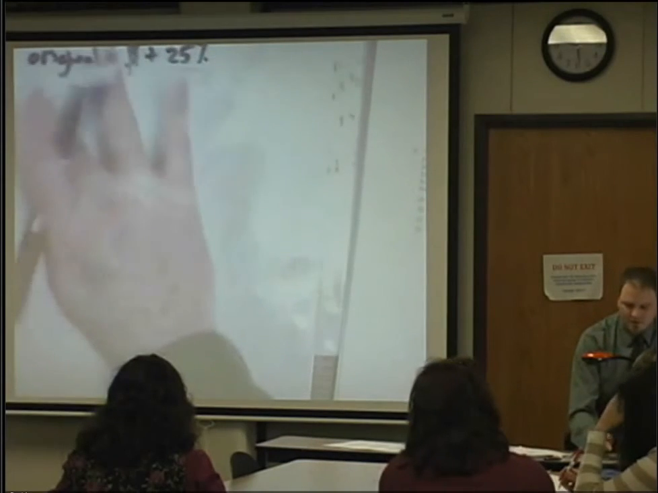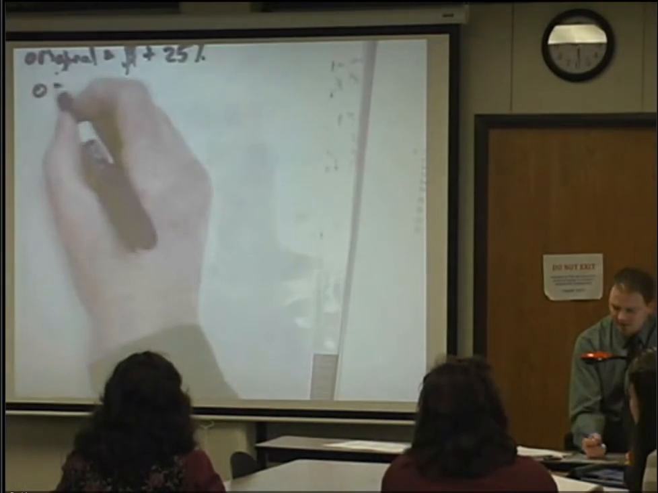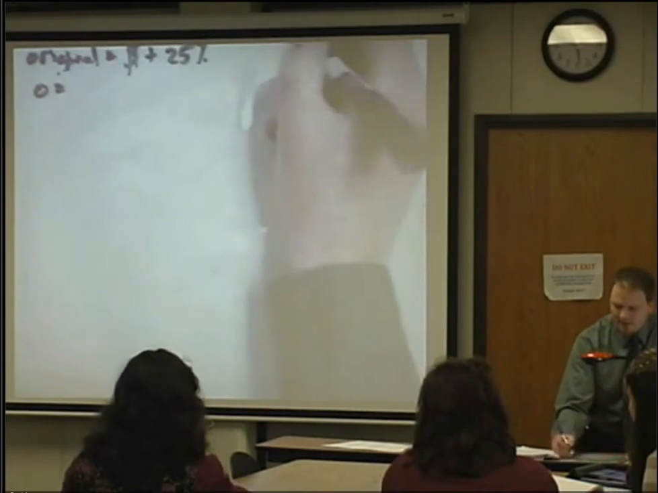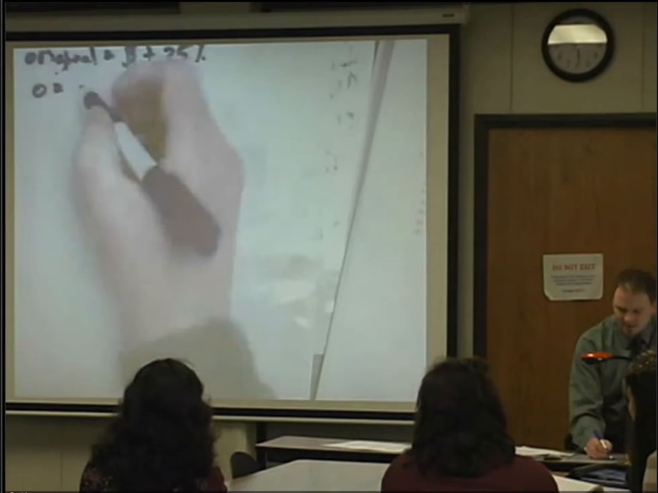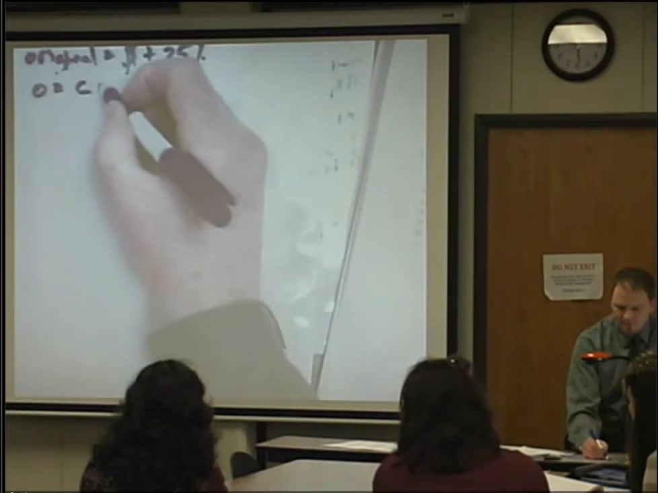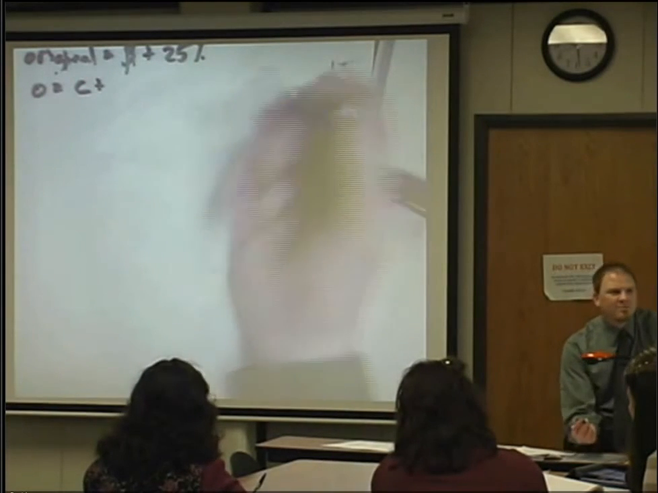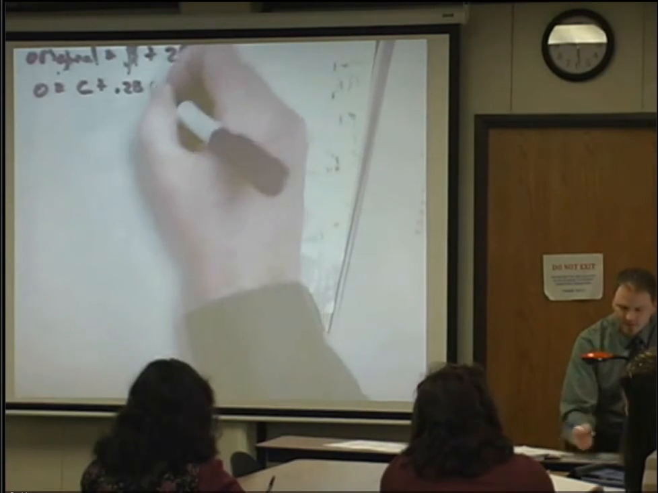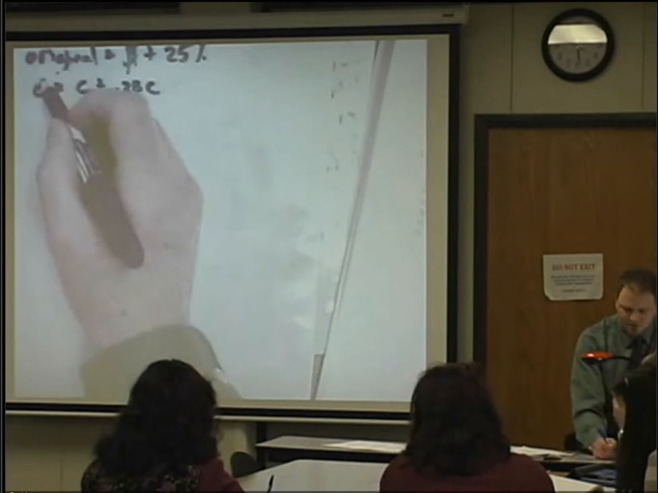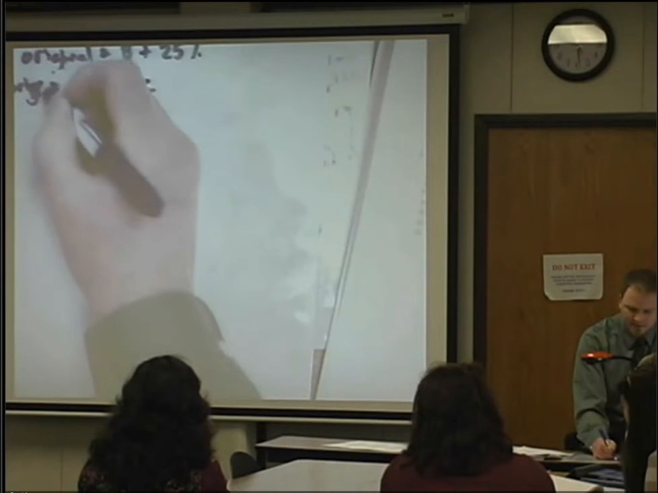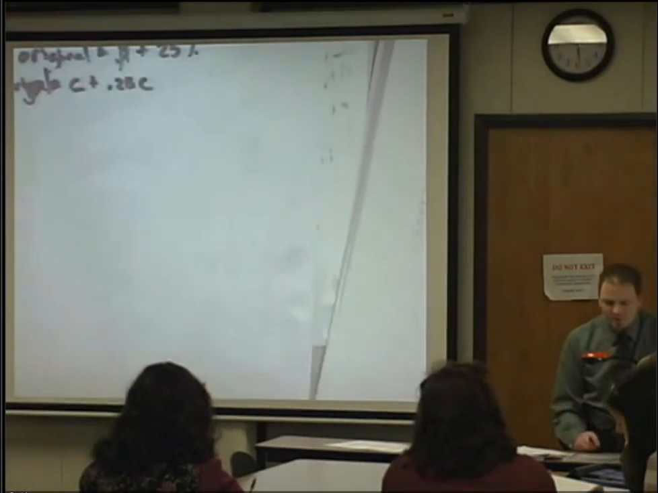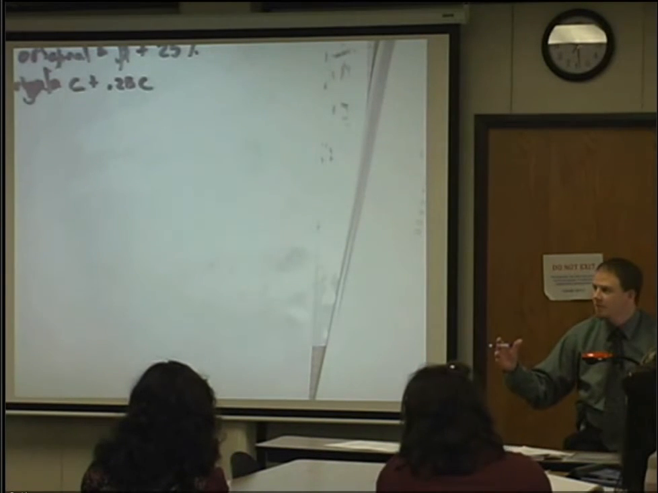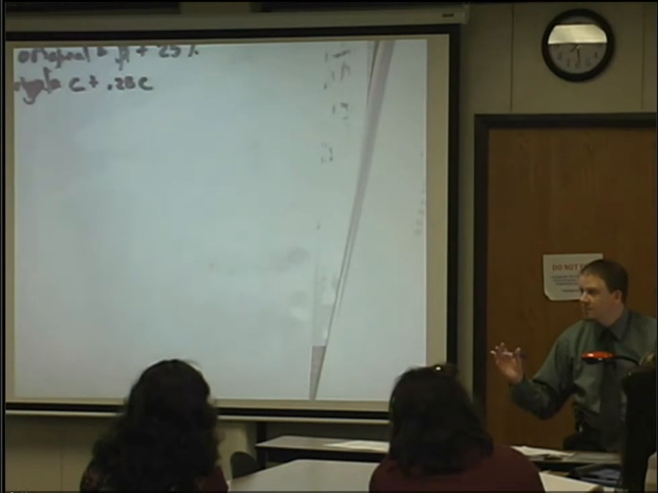Actually, let's call the original cost O. Because it's what the dealer paid, we'll call that C. So what the dealer paid is going to equal C, the cost of it, plus... how do I figure out what 25% is? 0.25C. So the original, O, better so we don't confuse that with 0, is equal to C plus 0.25C. Well, what's C plus 0.25C?